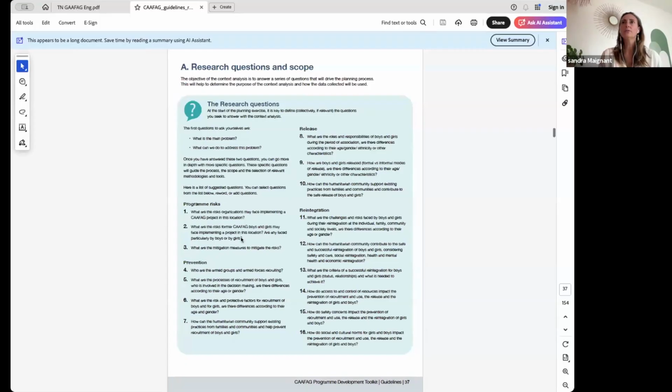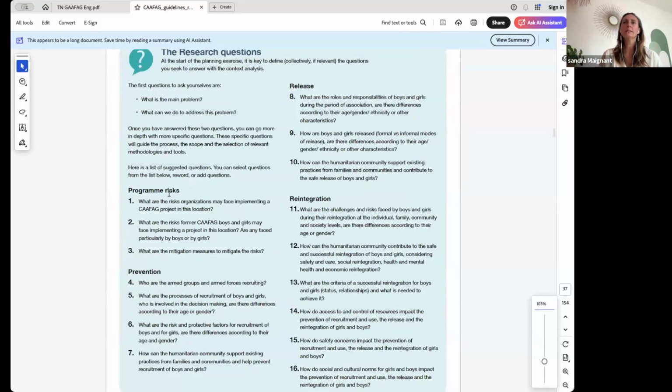Okay, so here are the research questions. Here you can see that they are organized around program risk. The first three questions are around the risk for organizations to implement a CAAFAG project, and the risk for the children. Can you expose them to retaliation, risk of arrest, detention, rejection, discrimination from the community, and any mitigation measures that you can put in place to reduce those risks? So that's the first three questions.